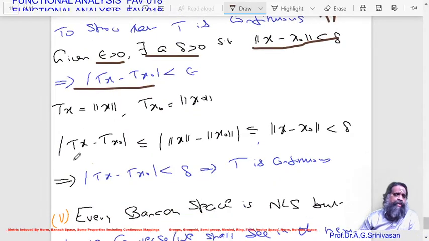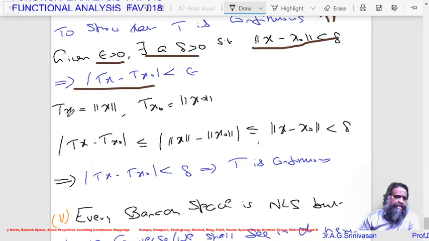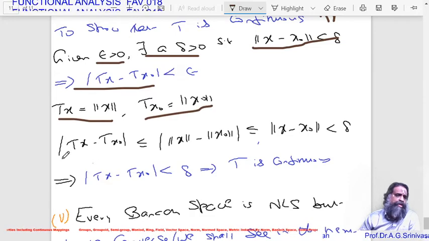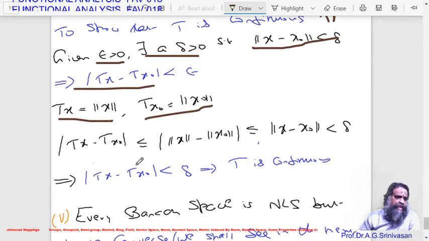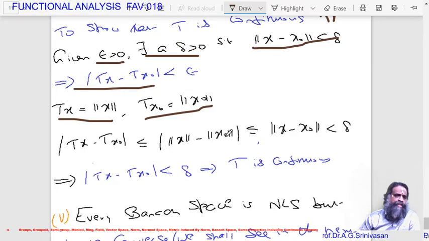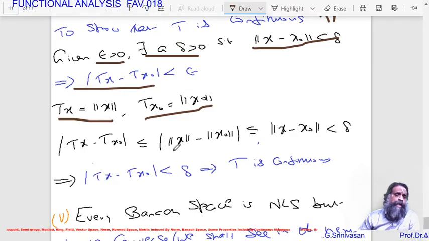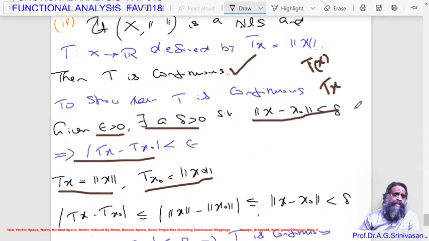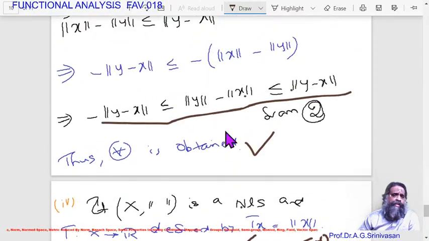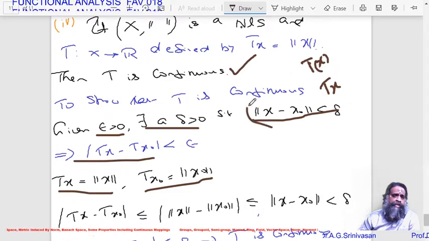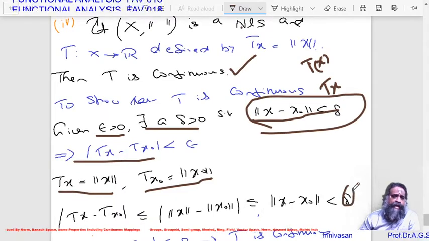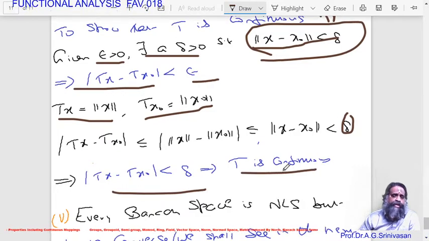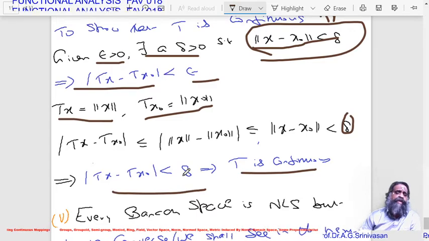Now we'll start with modulus of Tx minus Tx naught. But what is the Tx definition? Tx is norm of x, and Tx naught is therefore norm x naught. So Tx minus Tx naught is actually equal to modulus of norm x minus norm x naught. But this is less than or equal to norm x minus x naught by the theorem we just proved. But this is less than delta, as we assumed. So for that delta you can choose epsilon as delta. So modulus Tx minus Tx naught is less than epsilon, therefore T is continuous. Delta can be anything, and you can take epsilon as delta itself.